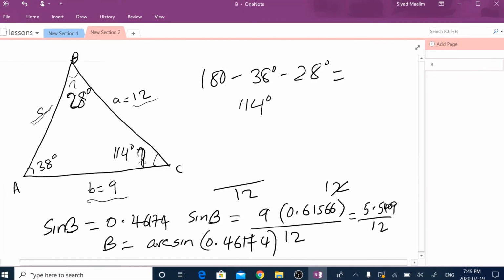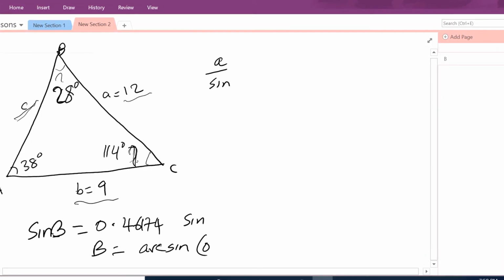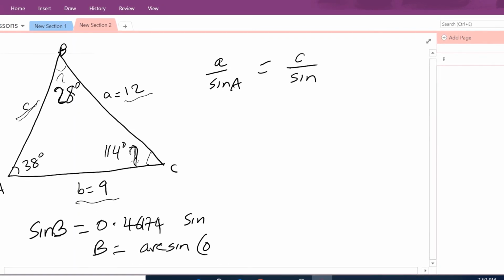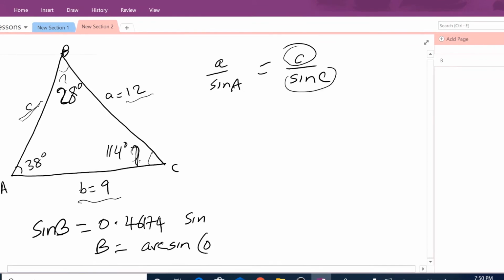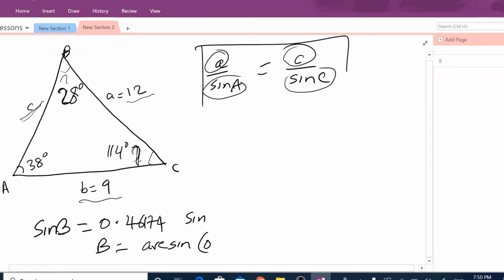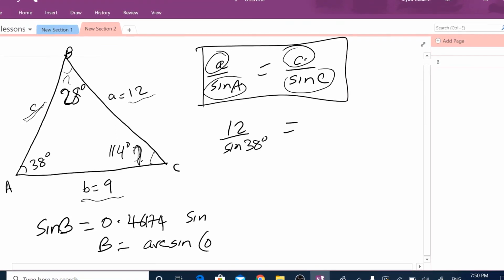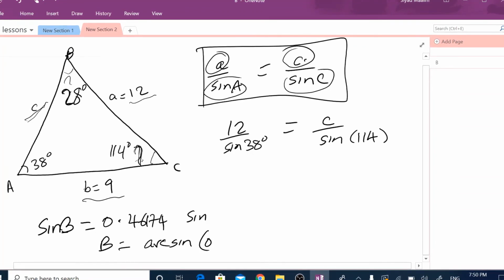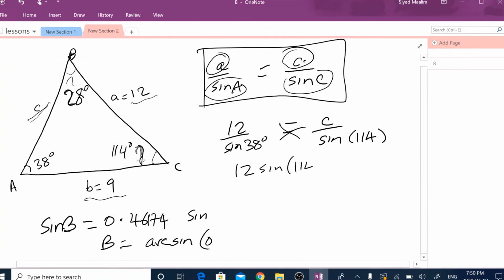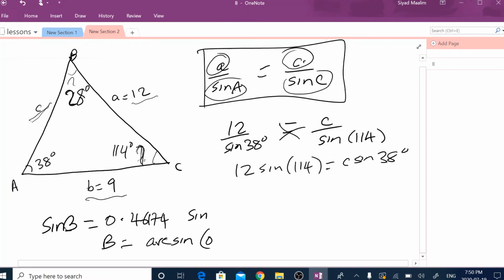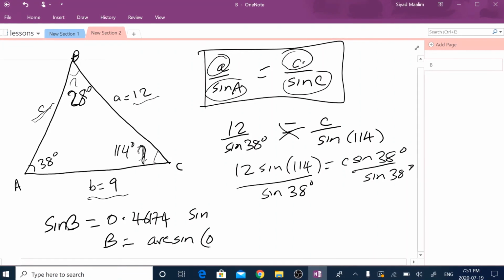In order to find C, which is the side that is left, we have to use the ratio again. The ratio is such that A divided by sine A is equal to C divided by sine C. I could put B in between these two, but all I need right now is to find C. I already have this angle and that angle, so I'll just use these two to solve for C. A is 12 divided by sine 38 degrees, is equal to C divided by sine of 114. Similarly, you cross multiply, and what you will have is 12 sine of 114 is equal to C multiplied by sine 38 degrees. In order to find C, I divide both sides by sine 38 degrees. These two will cancel.